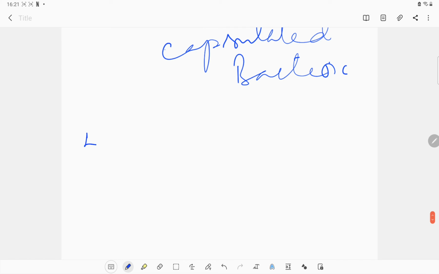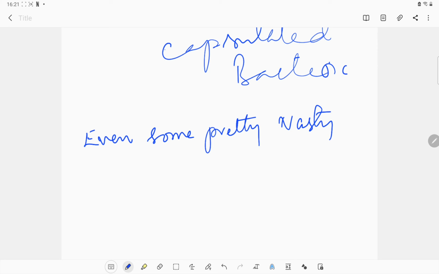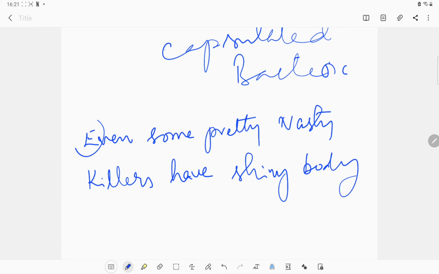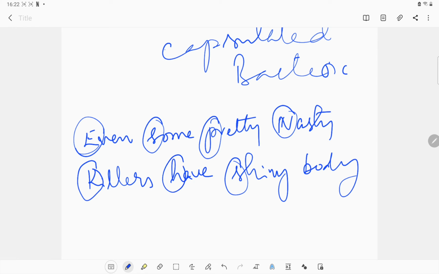This mnemonic is to find out the capsulated bacteria. Even some pretty nasty killers have shiny bodies. E for Escherichia coli, S for Salmonella, or this can be Streptococcus pneumoniae. P for Pseudomonas, N for Neisseria meningitidis, K for Klebsiella, H for Haemophilus influenzae, and B for Streptococcus B. Whenever there is a splenectomy, we might have infections with these capsulated bacteria.